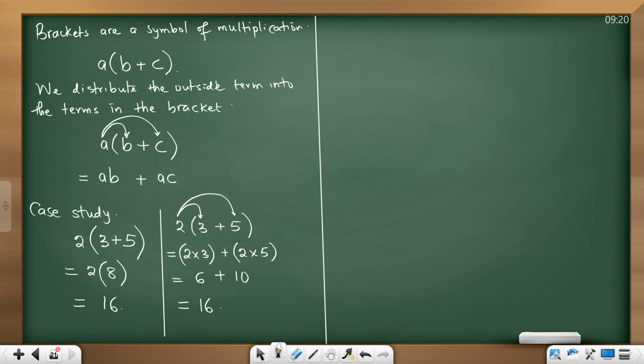It's also important to take note of the signs. I'll come back to that. But are we okay with this? Please write this down very quickly. It's important that we take note of the signs.